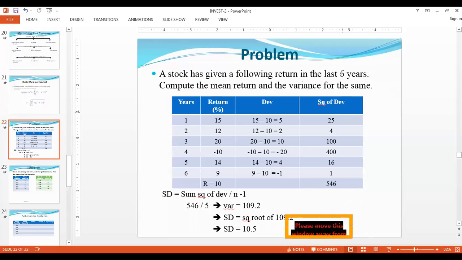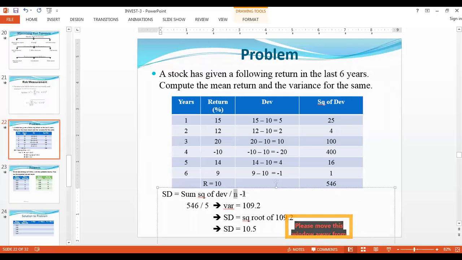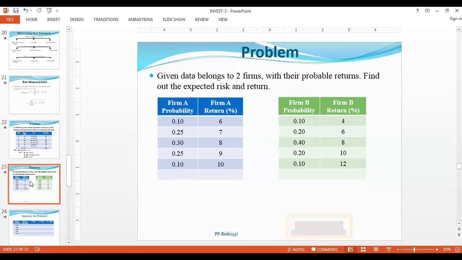Okay, now please understand. This problem was basically about historical data, wherein in the denominator you had n minus 1. Now we'll go to the next problem. Read the next problem very, very clearly, and then you'll be able to answer this.